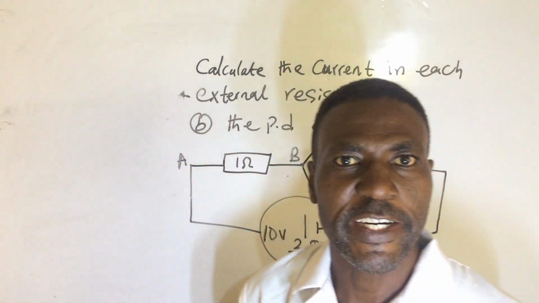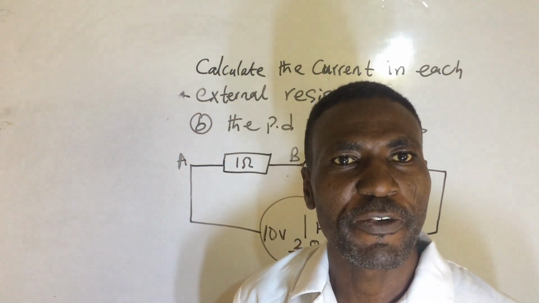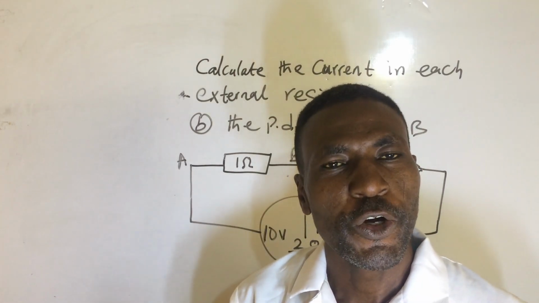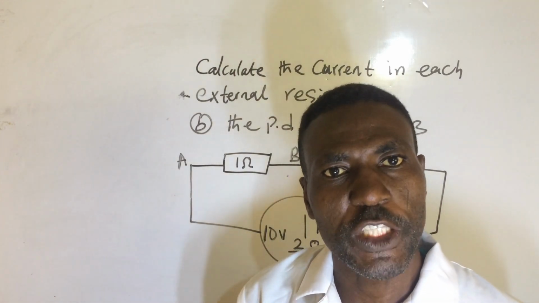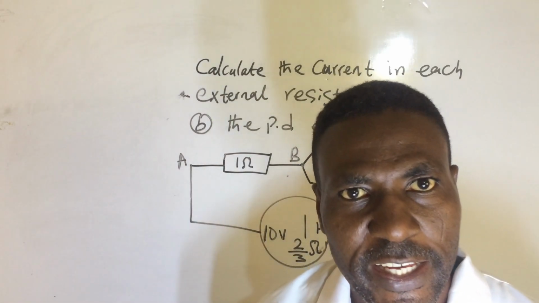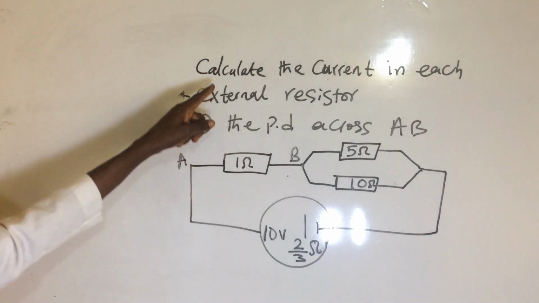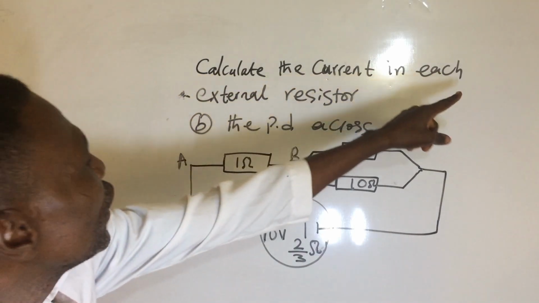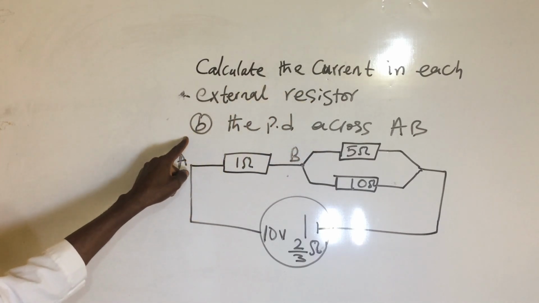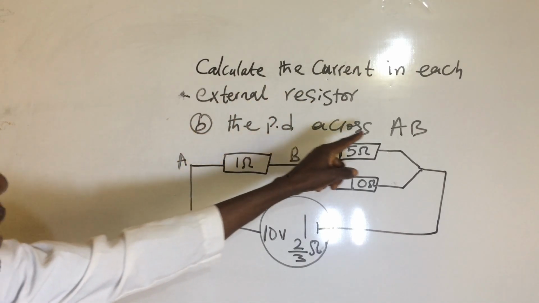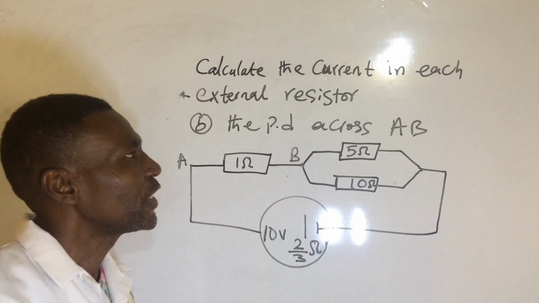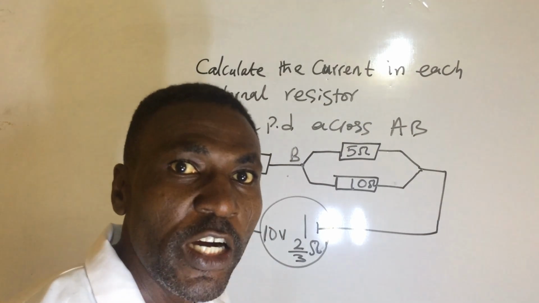The question here is one of the questions from current electricity, potential difference, which is voltage, and resistance. The question says, calculate the current in each external resistor. Part B says, calculate the potential difference across AB. Now the question says that we should calculate the current in each external resistor.